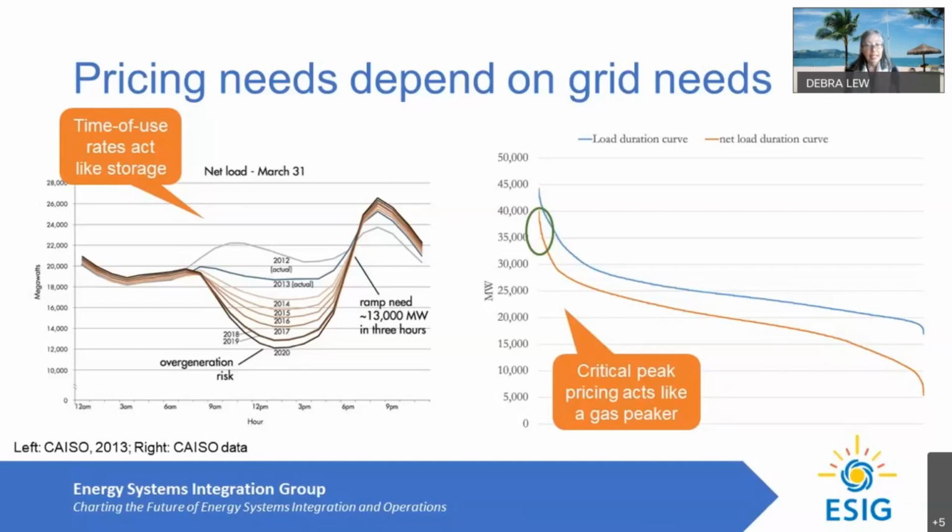And here, critical peak pricing or peak time rebates, like Steve Beuning will mention later, acts like a gas peaker, and it could obviate the need for expensive generators that are rarely used. Whereas on the customer side, they like it if they're rarely called upon to reduce load.